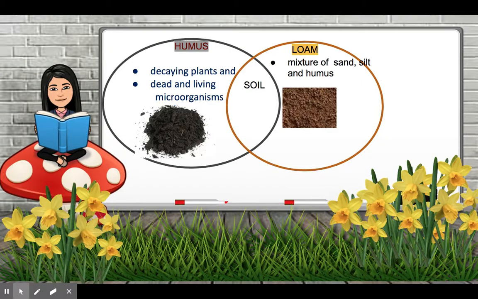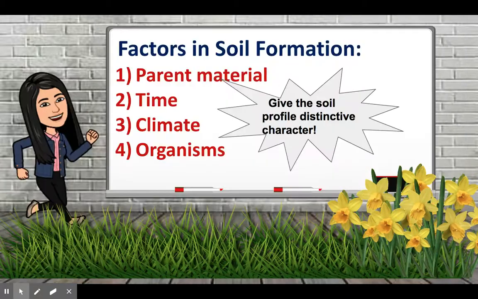Whenever we think of soil, we always associate it with humus and loam. But what's the difference between the two? Humus is composed of decaying plants and dead and living microorganisms, while loam is a mixture of sand, silt, and humus. These two are very important in planting or growing crops.